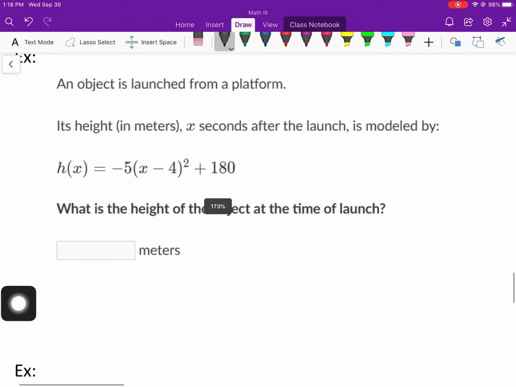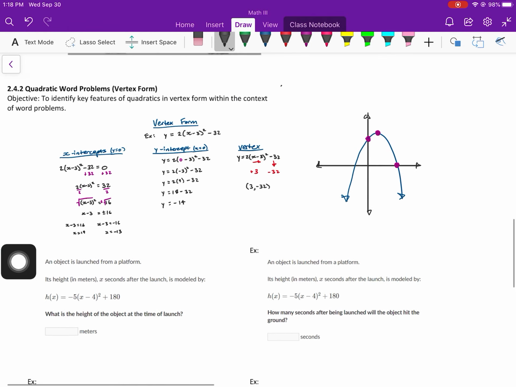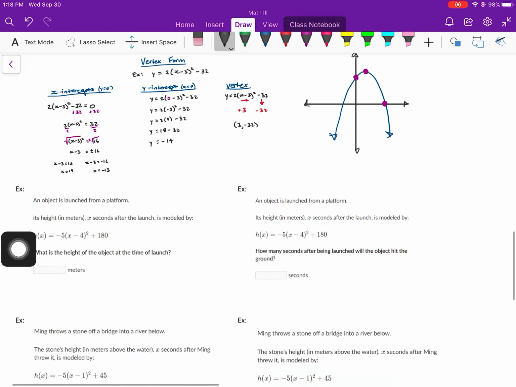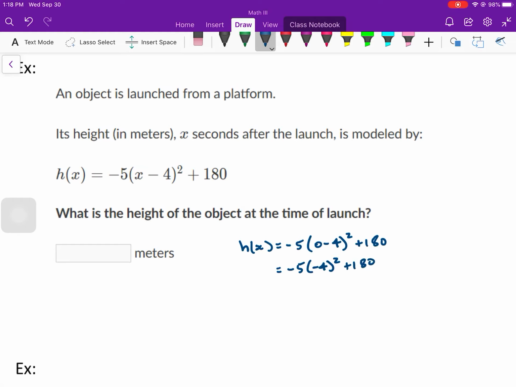So let's go ahead and look at these examples. What is the height of the object at the time of launch? At the time of launch is our initial value. It's talking about that value there. So we just plug the 0 into our time, find that y-intercept, right? So h of 0, simplify it. Negative 5 times 16 plus 180. Negative 5 times 16, that's negative 80, plus 180.